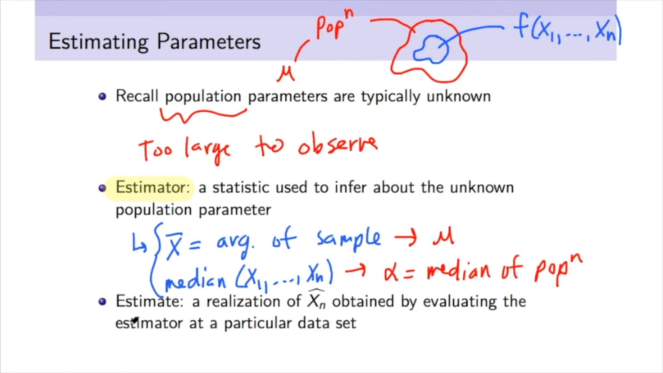Next, we have a very similar concept, which is known as the estimate. What the estimate is, essentially, is the output of the estimator. So recall that an estimator is a function of the data. It takes in the sample and it outputs some number. The number that's outputted by the estimator is the estimate. So let's look over an example.